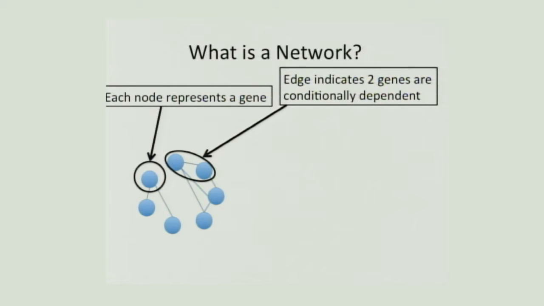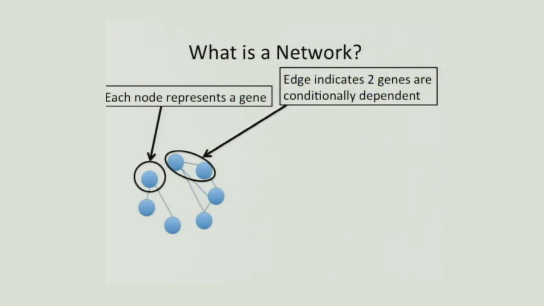And if a pair of nodes is connected by an edge, then that indicates a pair of genes that are conditionally dependent. What that means is that it is a pair of genes that has a direct relationship, not an indirect relationship due to other genes, but rather a direct relationship. For instance, one gene acts on another. And this notion of conditional dependence has a really precise statistical meaning.